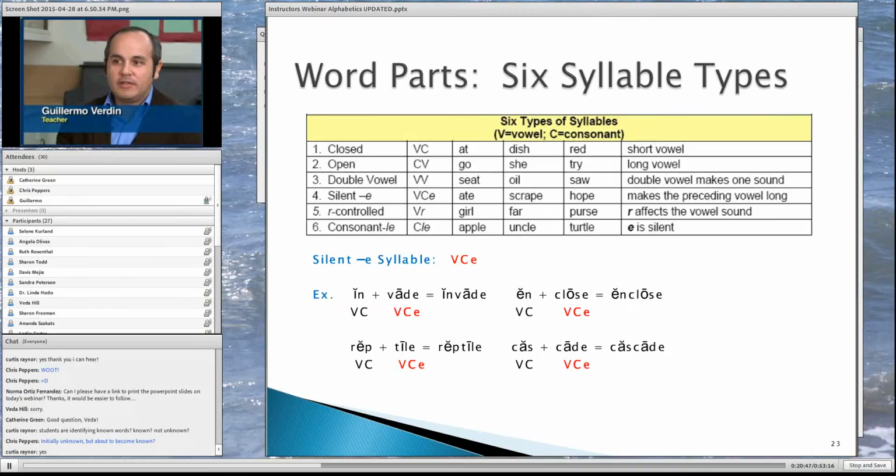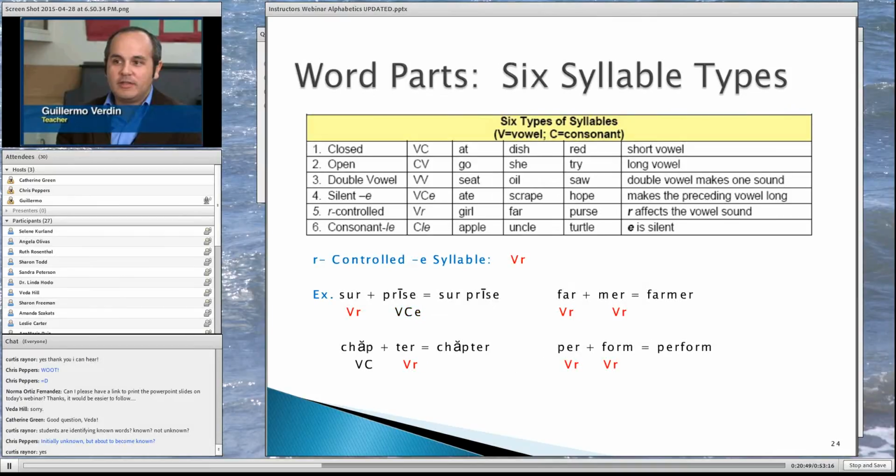Take a look at this third slide. The third slide is the R-controlled syllable. The R-controlled syllable has a vowel followed by an R, and that R modifies the vowel sound. Again, on the slide, you can see the words are made up of R-controlled syllables, also in combination with the closed syllable, and it's also in combination with the silent E syllable.